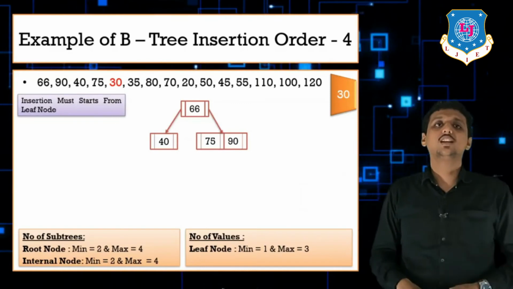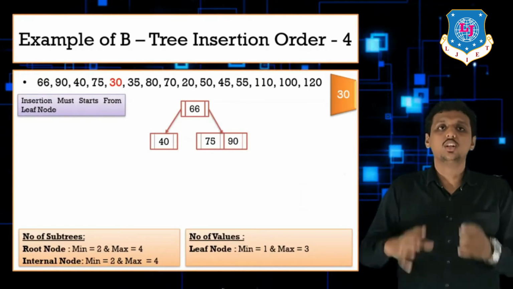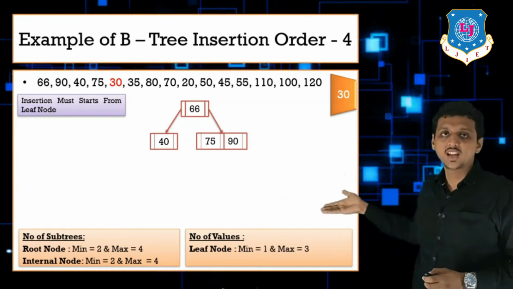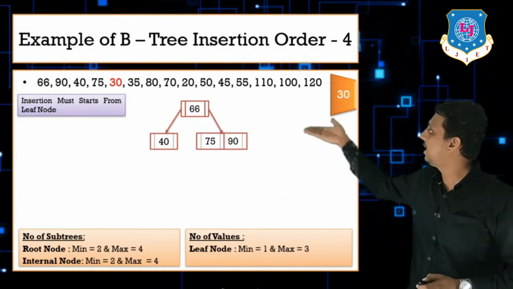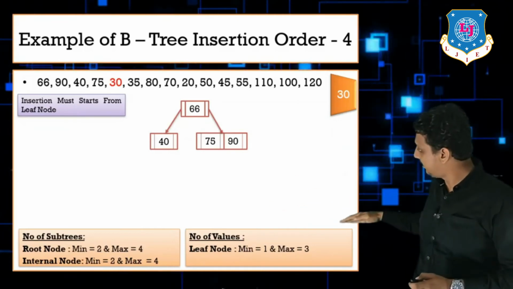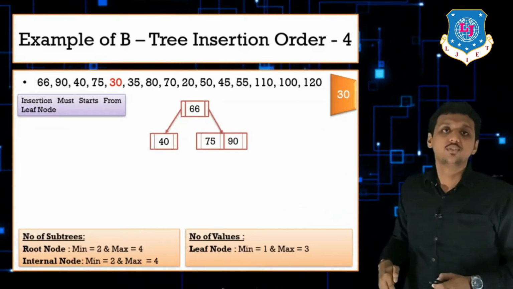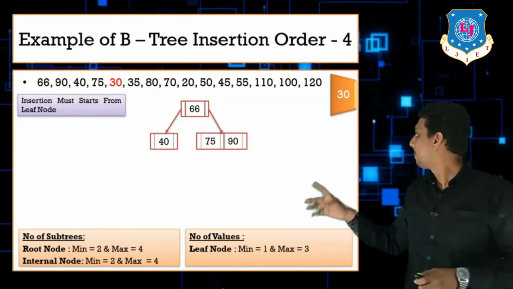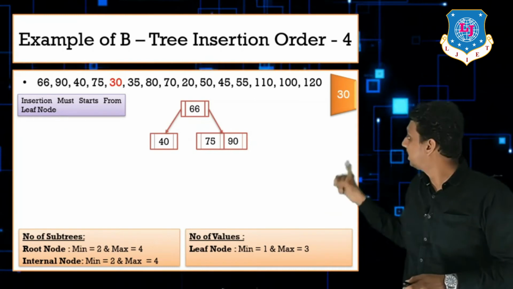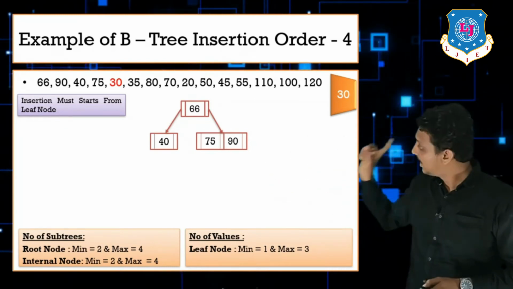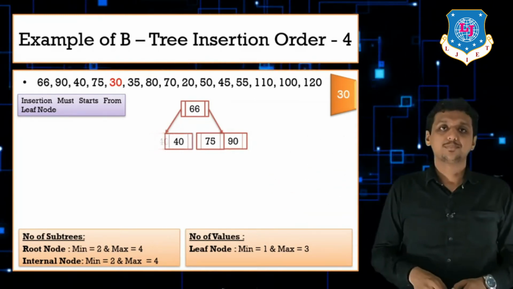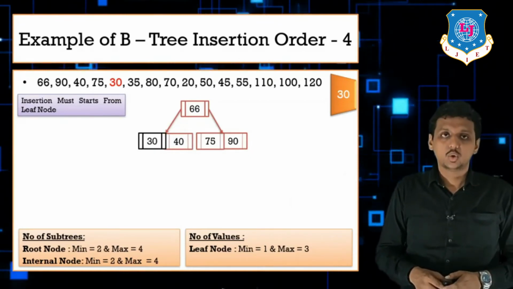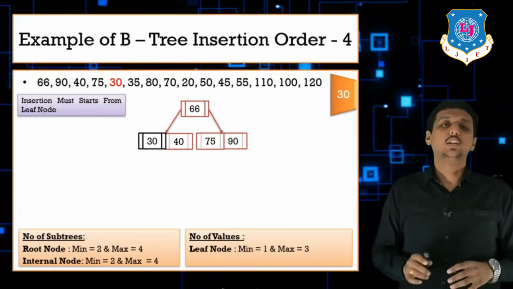Insertion starts from the leaf node. Here on the leaf node we have 40, 75, 90, and one level up we have 66. So we can insert 30 on the left side of 40. So here it is: 30 can be inserted on the left side of 40. Now 30 is successfully inserted.